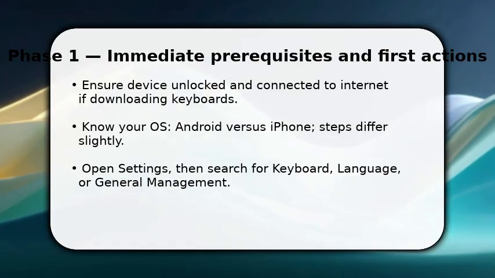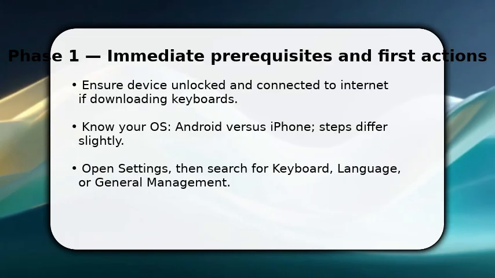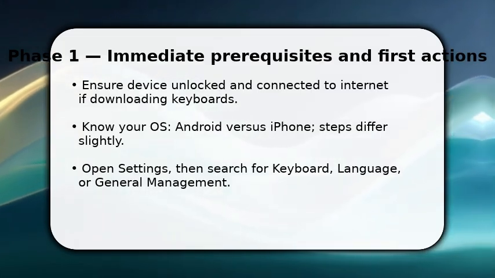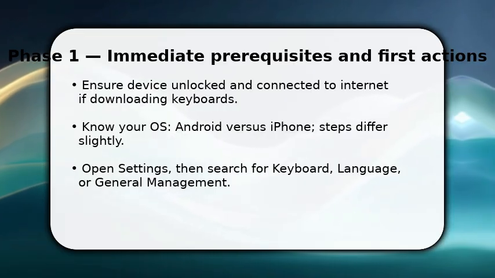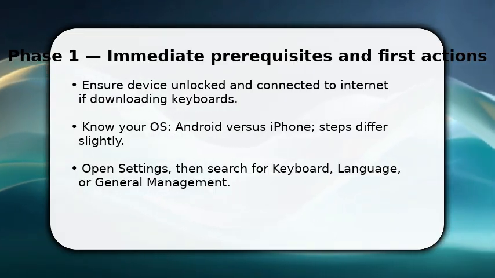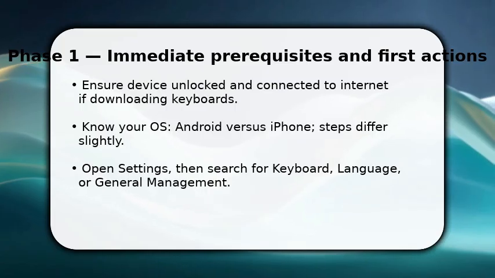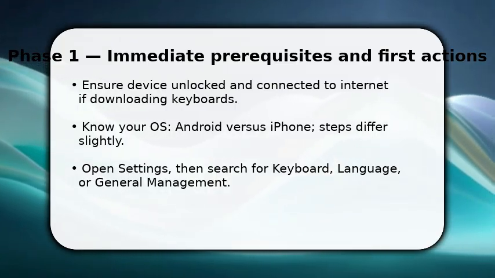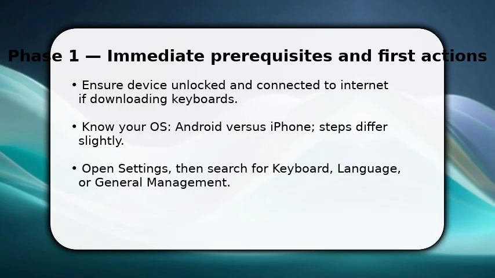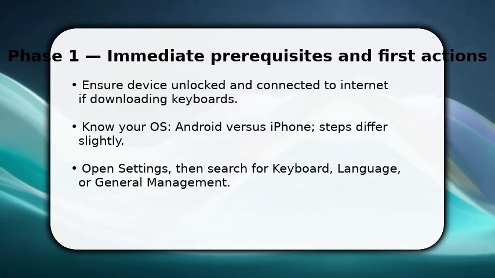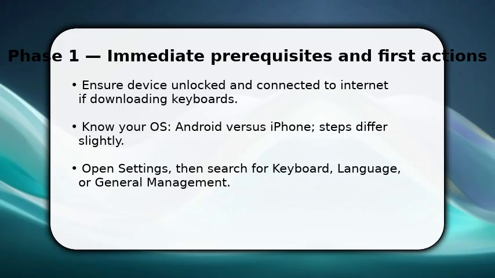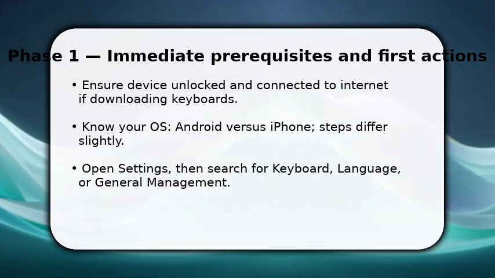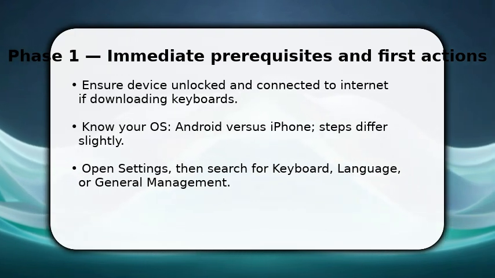You'll start by confirming prerequisites: device unlocked, enough storage, and a working internet connection if you plan to download a new keyboard. Once ready, go straight to Settings. On Android, look for System or General Management. On iPhone, tap General. Make sure to locate keyboard or language and input so you can add or change input methods. This first move gets you into the right menu fast, and it avoids unnecessary navigation, so you can act immediately and add a keyboard.